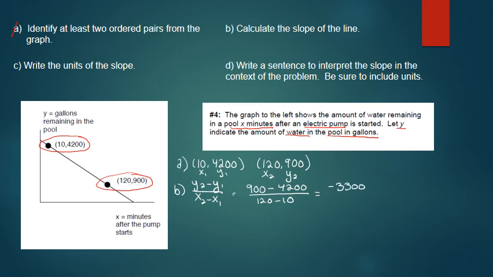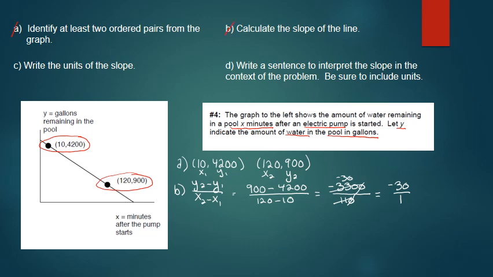Okay, so now I get that 900 minus 4,200 is negative 3,300 over 120 minus 10 is 110. I always need to reduce as far as I can. So these 10s go away. And now I need to see if 11 goes into negative 330, which it does. It goes in negative 30 times. So that becomes negative 30, and the 11 goes away. So it's negative 30 over 1 for my slope. Okay, so I just figured out part B.